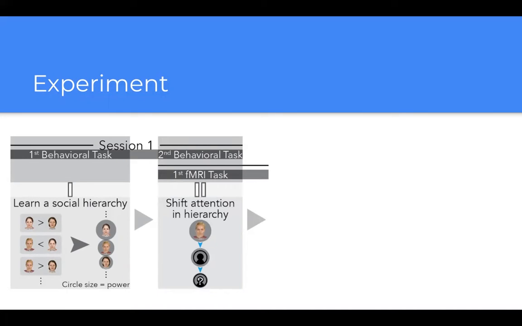Next, they completed the second task while being scanned in an fMRI scanner. In this task, they were asked questions like, if you were given this person, who is the other person that's 2 steps less powerful than her? They were given 6 seconds to find the answer, and we were interested in participants' brain activity during the 6 seconds, where participants were mentally traversing their knowledge of the social hierarchy.